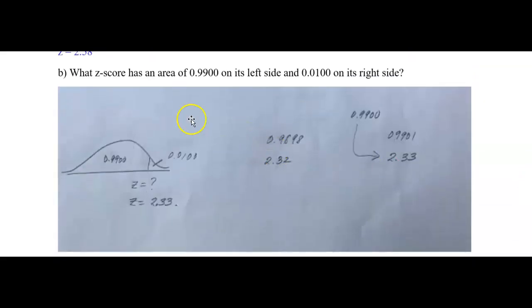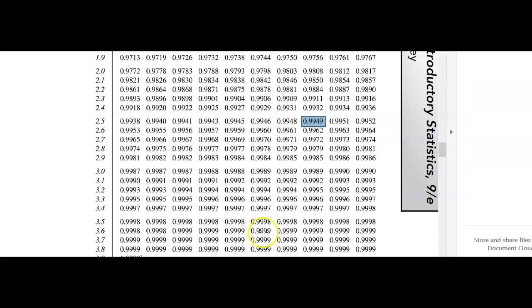Okay? Similarly, what z-score has an area of 0.9900 on its left, and of course it'll have 0.0100 on its right? So you draw the picture here, and we need to look for 0.9900. Let's go 0.99.